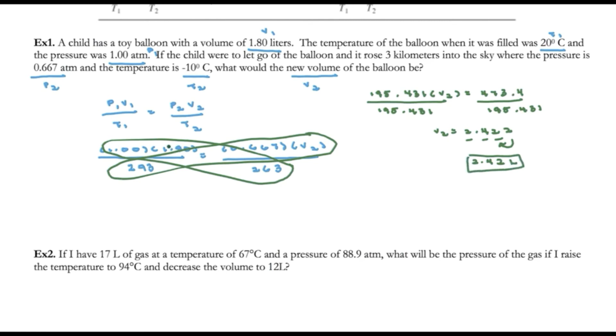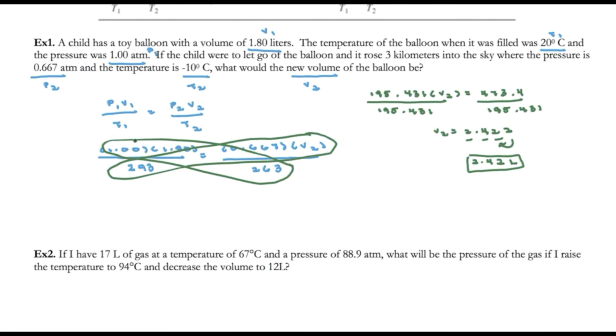So notice there are 2 counteracting factors in this when we look at what happens to the volume. When the balloon rises, its volume increases. It goes from 1.80 to 2.42. Why? Well, the pressure is decreasing, which means the volume should increase. But the temperature is decreasing, which would cause the volume of the balloon to decrease as well. Because remember, pressure and volume are inversely related, but temperature and volume are directly related.